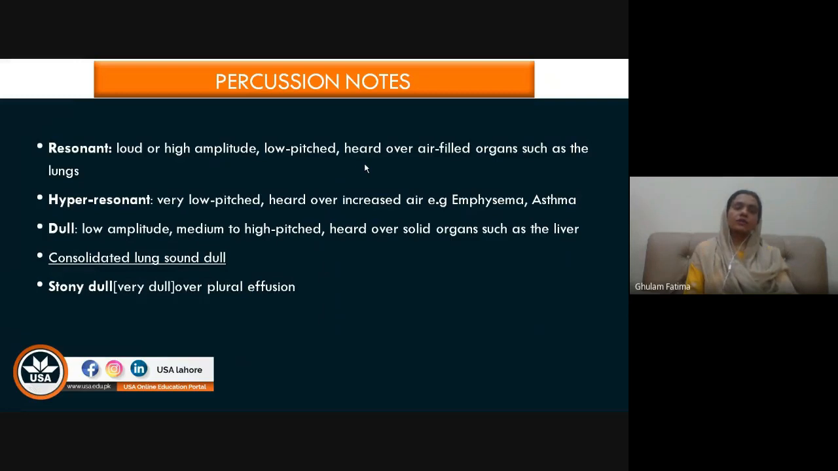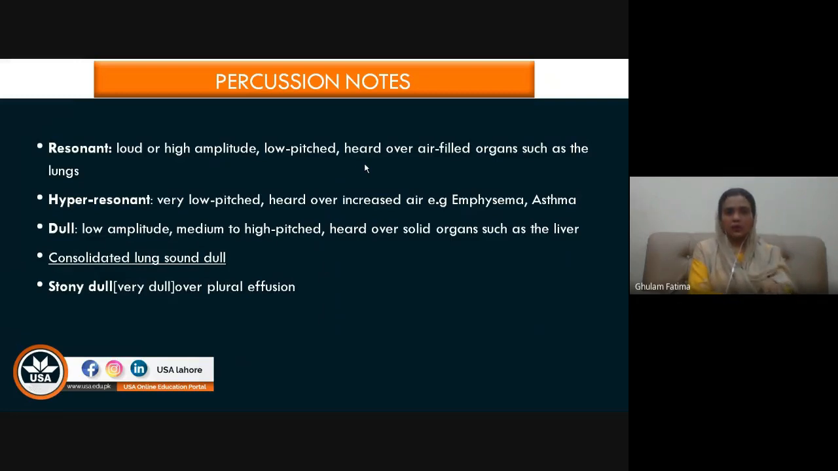Then with resonant there comes a term called hyper-resonant. Hyper-resonant is a very low pitch, very heavy kind of sound, and it is heard over areas where there is lung but with an increased amount of air. It is heard in cases of emphysema and asthma, where there is air trapping within your lungs. Then the percussion note will be hyper-resonant.